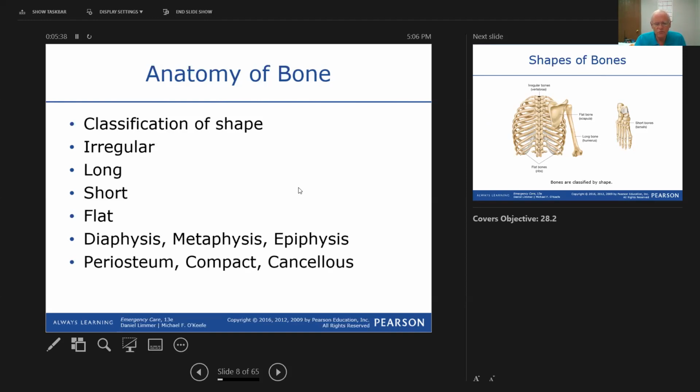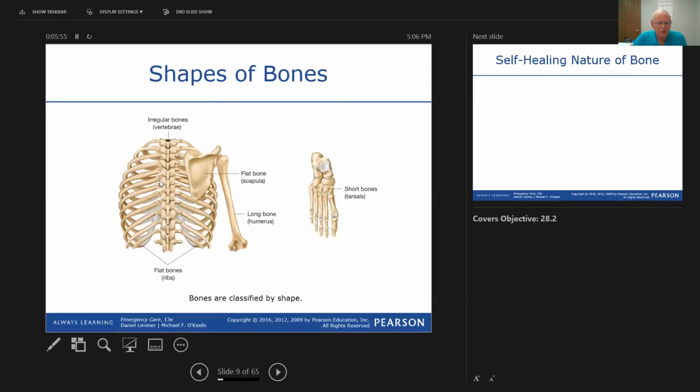And then as we get closer to the epiphysis, the bone is a little more lattice looking, kind of like this. And we call that cancellous bone, okay? So you may hear those terms. And again, examples, irregular bones in the vertebrae, scapula, flat bone, long bone, humerus. Okay, flat bones can be ribs too, short bones, okay?